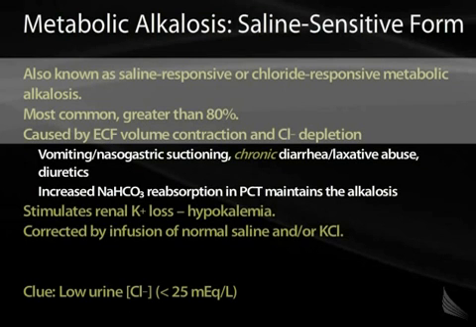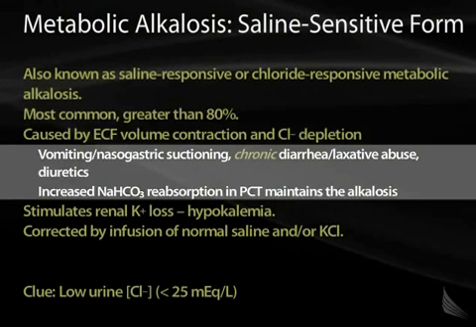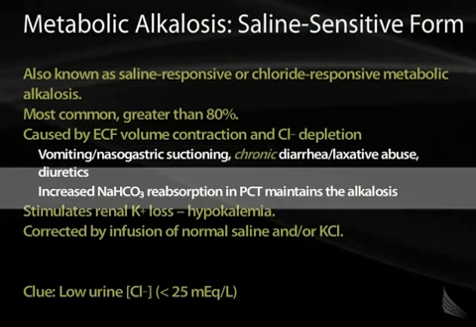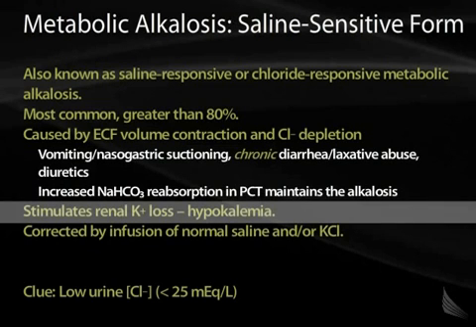The most commonly encountered is in the setting of vomiting or, from an iatrogenic standpoint, nasogastric suctioning. Also, chronic diarrhea or laxative abuse as well as chronic diuretic abuse causes chloride depletion and extracellular fluid volume contraction. The increased sodium bicarbonate reabsorption in the proximal tubule from the volume depletion maintains the alkalosis. This also stimulates renal potassium loss through the increased activity of aldosterone. The hypokalemia serves to maintain the metabolic alkalosis even further.